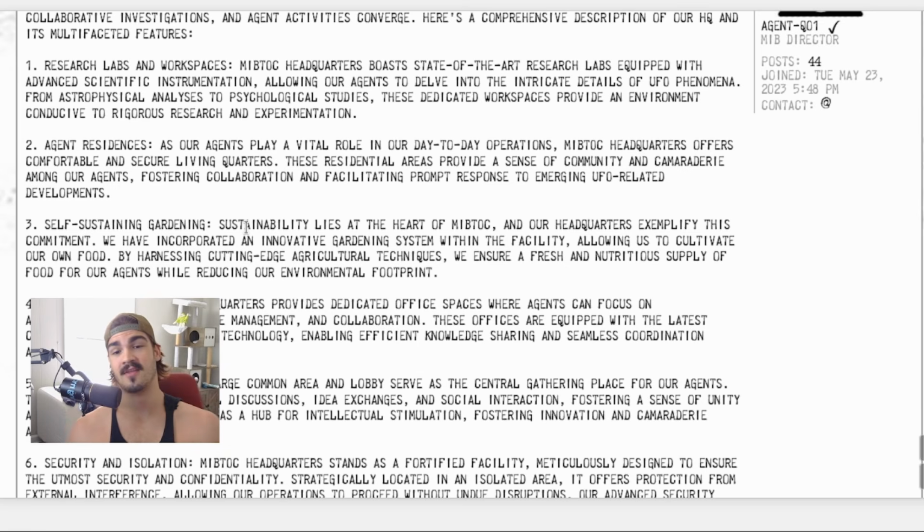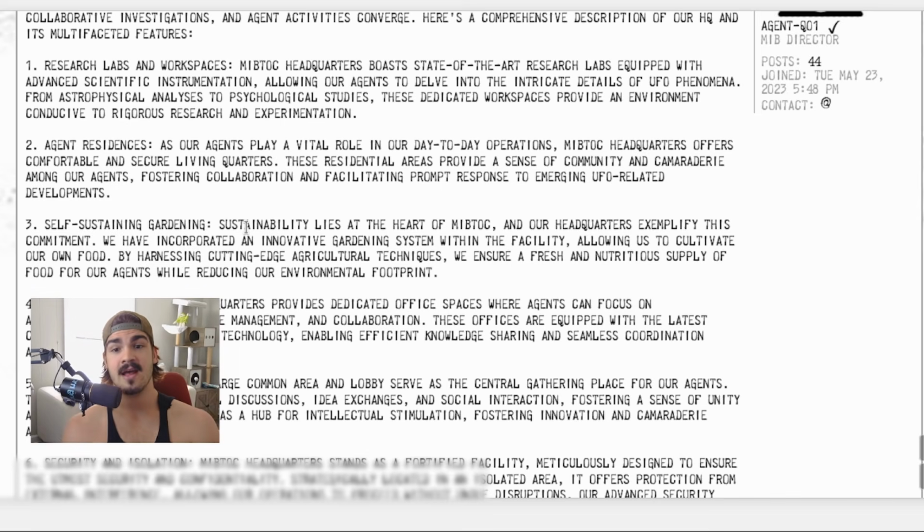Agent residencies. This is what I was wondering about, whether or not I'm going to have a little spot in this whole thing, because obviously I'm a member of this website. I think I deserve a room. We'll see. As our agents play a virtual role in our day-to-day operations, MIBTOC headquarters offers comfortable and secure living quarters. Perfect. Love to hear it. These residential areas provide a sense of community and camaraderie among our agents, fostering collaboration and facilitating prompt response to emerging UFO-related developments. Sounds like I'm going to have a spot here, guys.